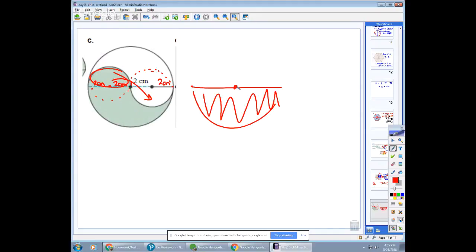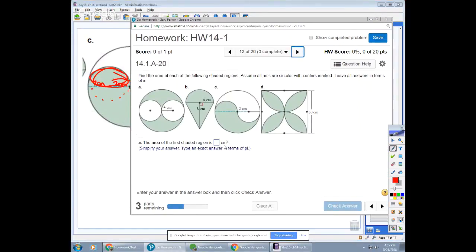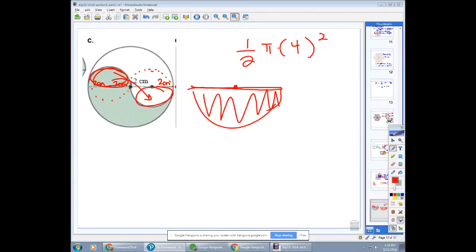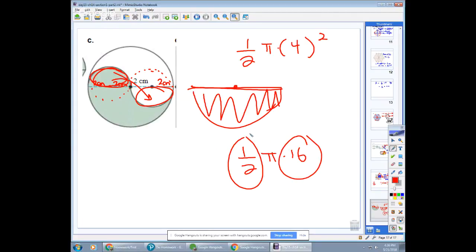So all I have to do is note that when I pick this chunk up and stick it there, I have a semicircle. So 1/2 pi times the radius squared. What's the radius of the big circle? 4. And in the box on the screen, they have the centimeters squared written, so all I have to do is come up with the number that goes with it. So 4 squared is 16. So I have 1/2 of pi times 16, and what's half of 16? 8. So the answer here should be 8 pi.